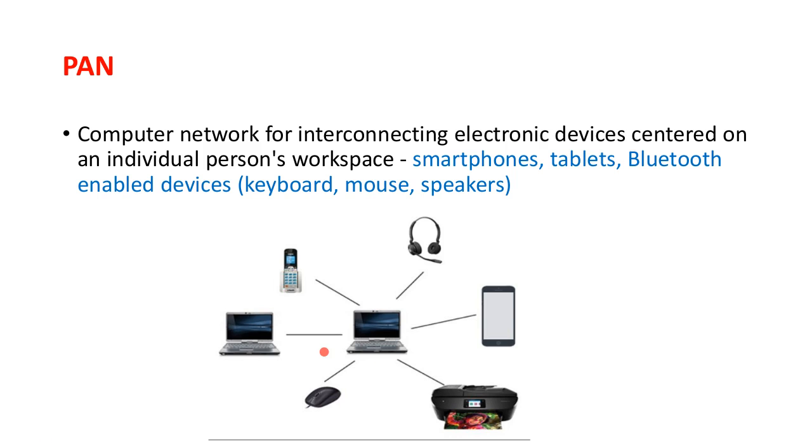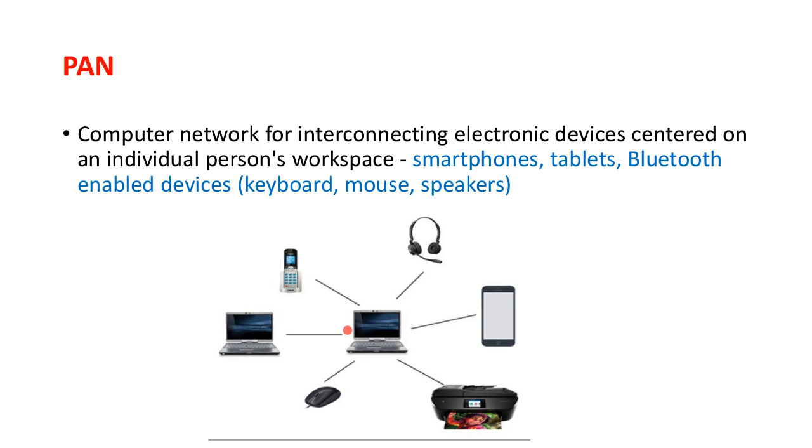So this is what I've discussed, the computer networks, the personal area network here for interconnecting electronic devices. These are usually centered on an individual's workspace. This workspace is usually 10 meters or 30 feet. So you have your smartphone, you have your tablets, Bluetooth enabled devices like the keyboard, the mouse, the speakers, and everything. All of them are connected within your personal space. They can either be wired or wireless, right? But mostly these are wireless.